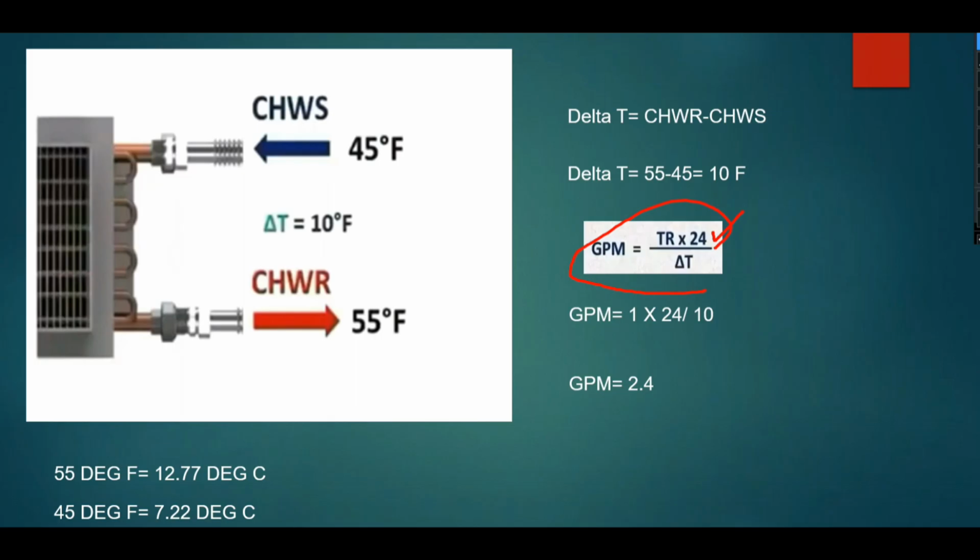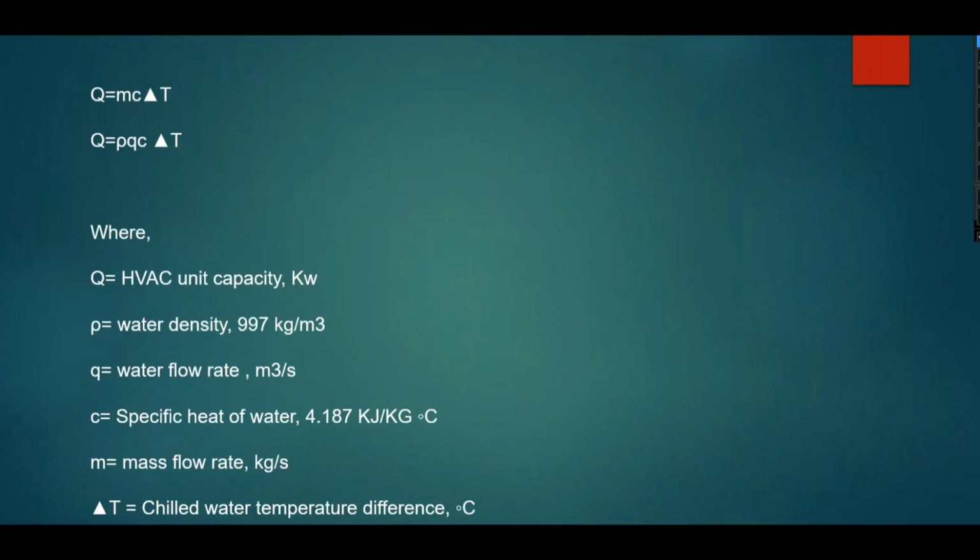First we will start with the verification of the 24 value. We all know the basic formula, Q is equal to M C delta T. Here Q means the HVAC unit capacity, which can be the chiller capacity for example, in kilowatt, and M is the mass flow rate. We have C, the specific heat of water, which is 4.187 kilojoule per kilogram degree Celsius, and delta T, the chilled water temperature difference between the supply and return side.